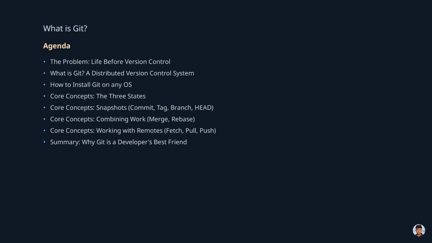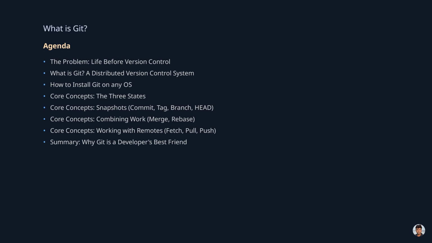In this video, we are going to answer a fundamental question for any developer. What is Git? We'll start by looking at the problem Git solves, exploring what life was like before modern version control. Then, we'll define exactly what Git is and what makes it a distributed version control system. Next, I'll walk you through the installation process for Mac, Linux, and Windows.